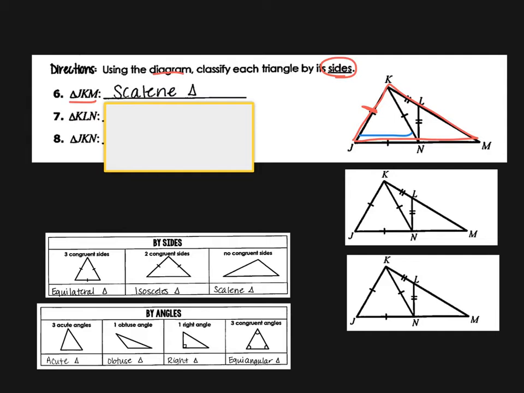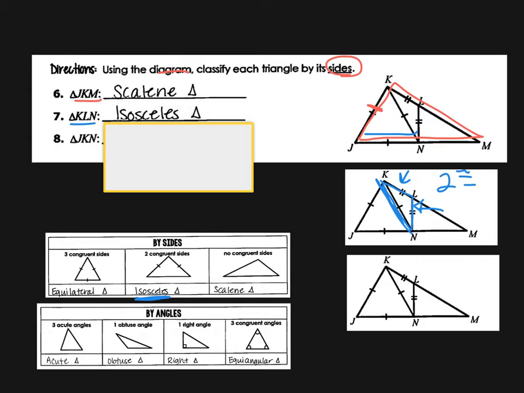Next, I'll trace this one out in blue, triangle KLN. I'm just going to reuse the diagram. I sort of copied it. I've cheated. Copying the diagram here, it looks like this side right here is the same as this side right here, but not necessarily this third side. So I have two sides that are congruent. Two sides that are congruent refers to the word isosceles. So triangle KLN is going to be isosceles.